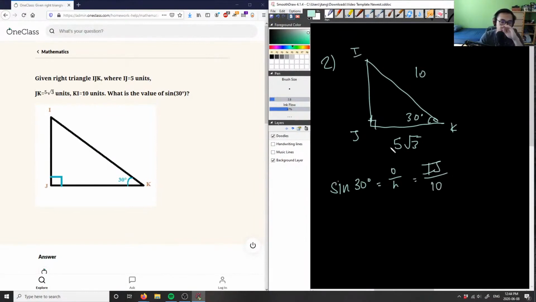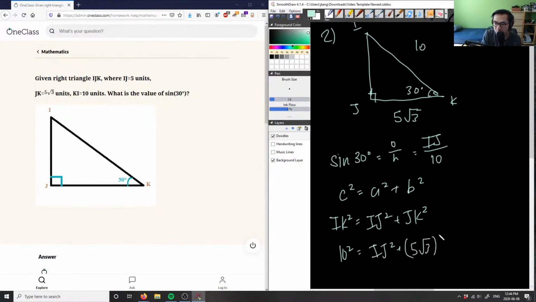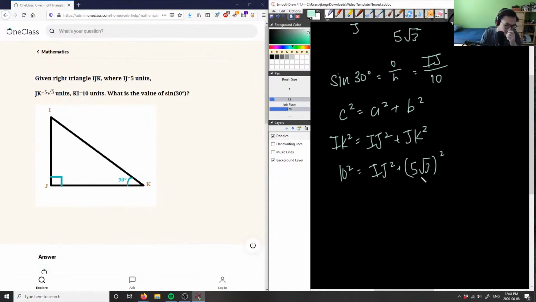And what we don't know is the length of the side IJ, so we have to solve for this length first. So how do we do that? Well, we can use the Pythagorean theorem. I know that Pythagorean is c squared equals a squared plus b squared. In this case, IK squared equals IJ squared plus JK squared. IK squared is 10 squared. We don't know IJ squared, but we know JK is 5 root 3, squared. So 10 squared is 100 equals IJ squared plus 5 root 3 squared.